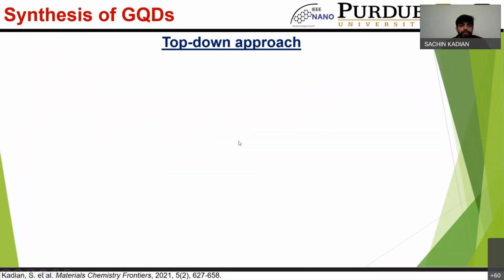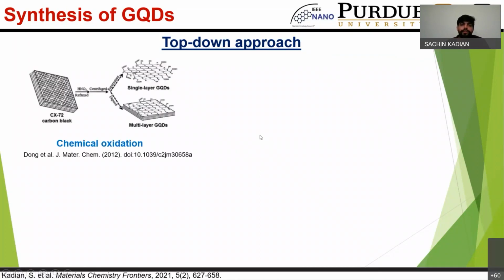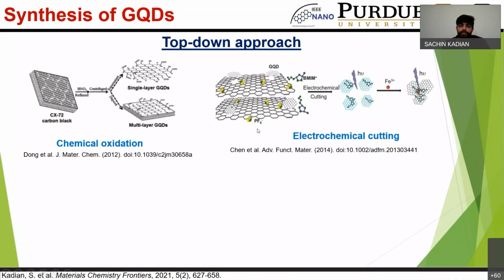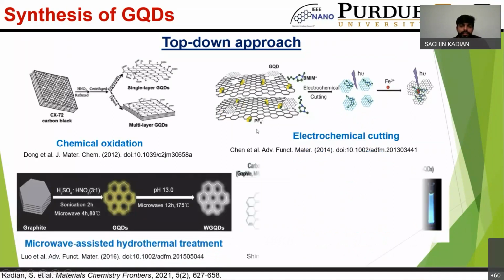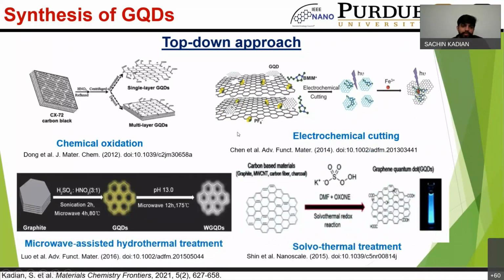So the top-down approach refers to the breakdown of large graphene sheets or graphite, or we would say CNTs or carbon fibers. If you look at this, Dong et al. have used carbon black for synthesis of single layer and multi-layer GQDs through chemical oxidation. They have used HNO3, and they have prepared two types of GQDs, multi-layer and single layer.